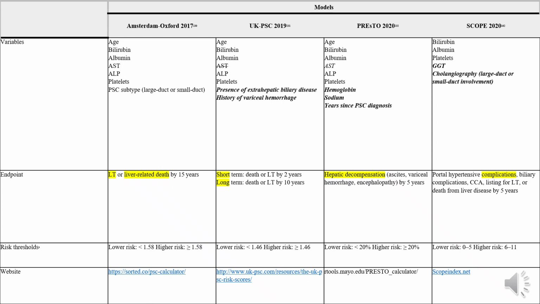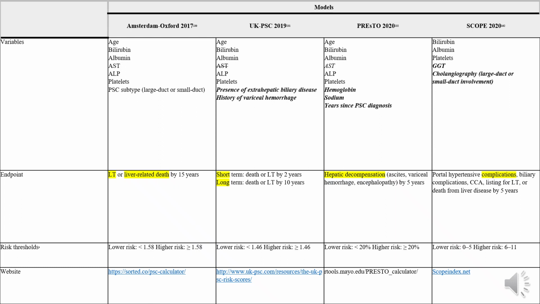For the UK-PSC 2019, they removed the AST and then added 1 point for presence of extrahepatic biliary disease and another point for a previous history of variceal hemorrhage. The endpoint was to assess short and long-term complications like death or the need for liver transplant, at 2 years for short term and 10 years for long term.